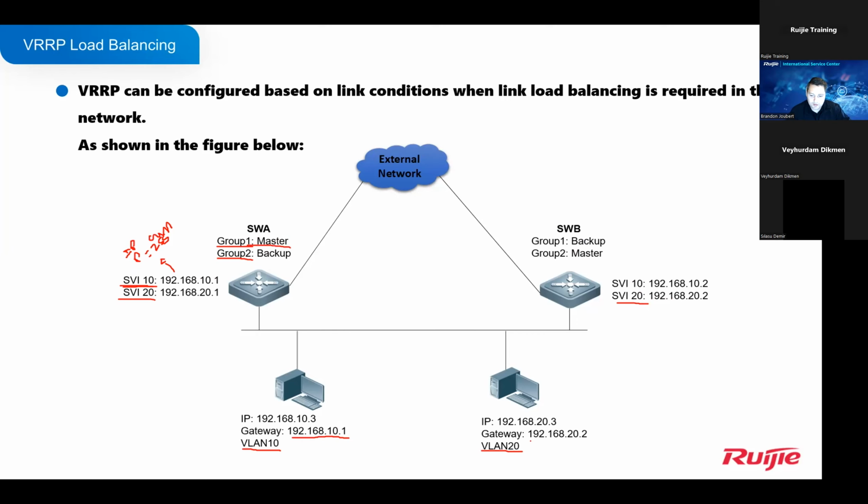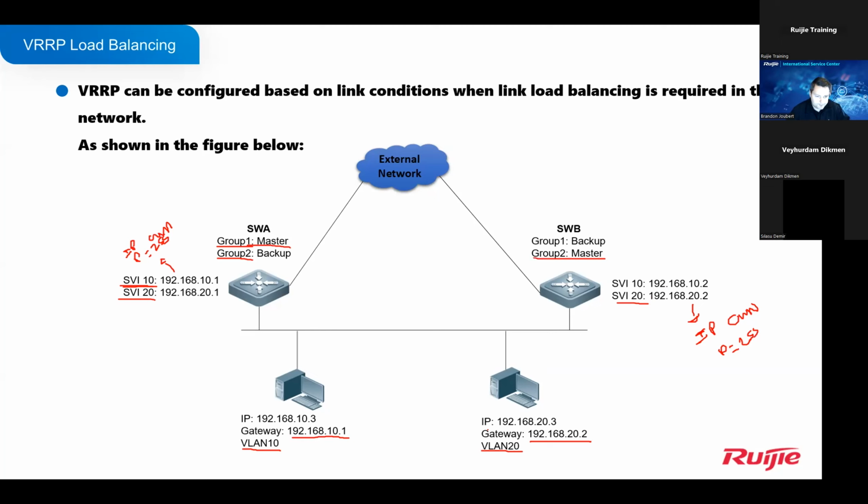And if you look at SVI 20 on switch B, the IP address is 192.168.20.2, and you can see the gateway is also 20.2, which means this becomes the IP owner as well. And the same thing follows as what it did with switch A. IP owner and the priority equals 255. So this becomes the master device for group 2.